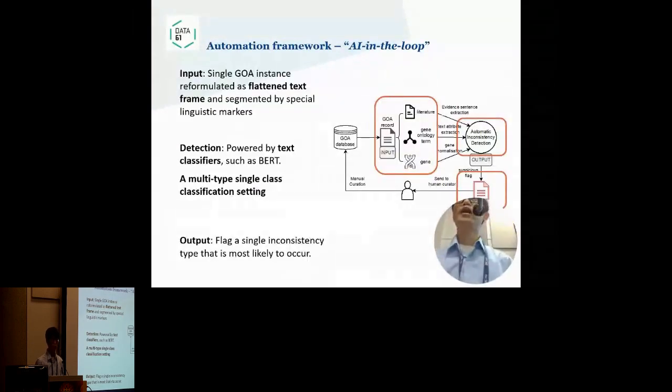And moving forward to the inconsistency detection framework. In short, the proposed framework takes each GO annotation instance as the input, extracts and processes the key information such as the literature abstract, the gene information, and the GO terms, and then classifies this instance into a typed inconsistency which is defined. And after the classification, the flagged suspicious record will be sent to human curators for further review. So in total, this formulates a human-in-the-loop framework.